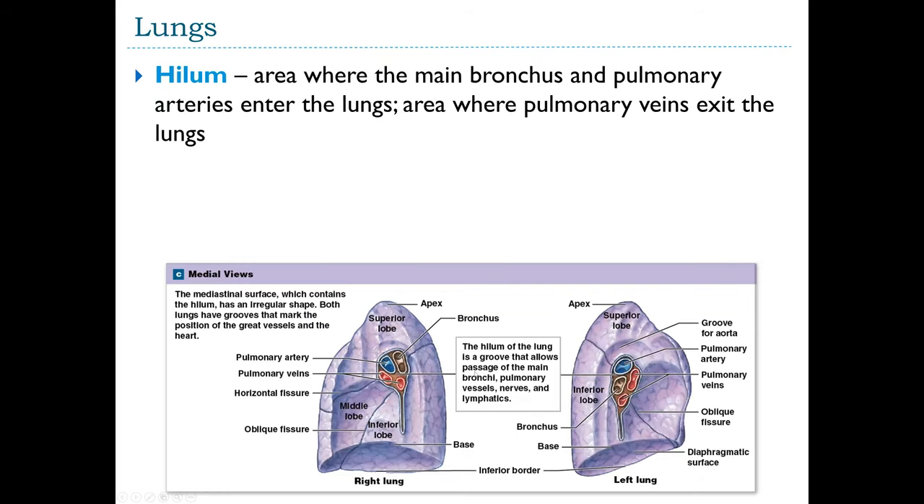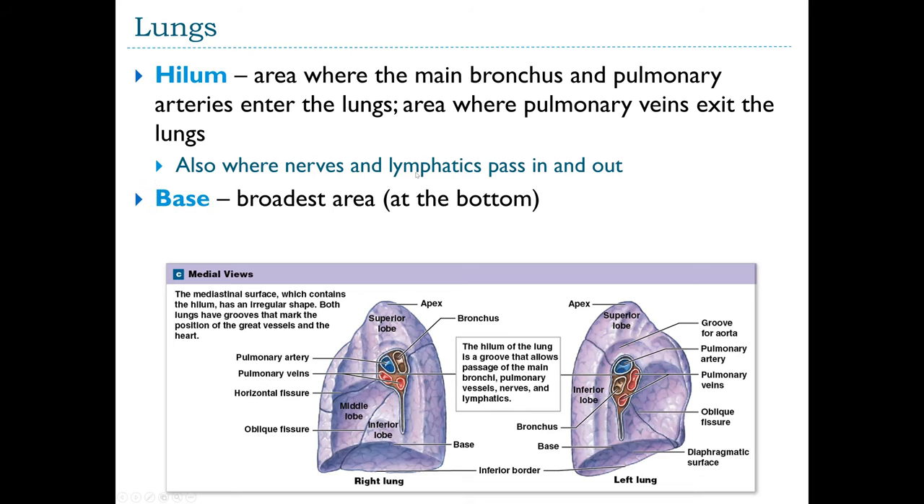So the hilum is the area where the main bronchus and the pulmonary arteries enter the lungs, and the area where the pulmonary veins exit the lungs. And again, remember, pulmonary arteries are shown in blue, pulmonary veins are shown in red. The hilum is also where nerves and lymphatics pass in and out. And I mentioned this in a previous lecture, but a lot of organs have a hilum, which is an area where all of these large vessels go in and out of the organ.